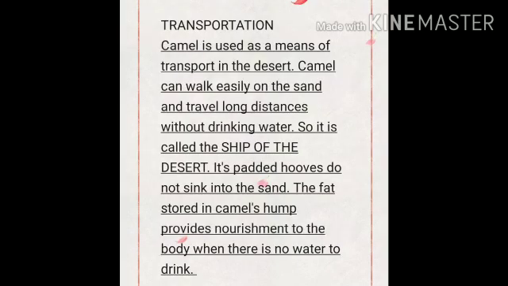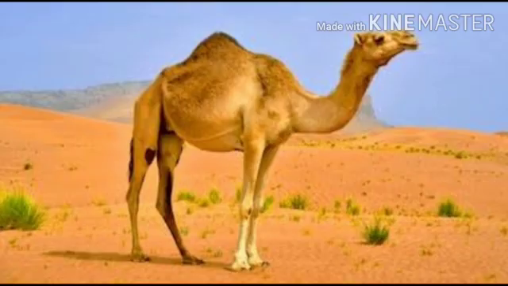The camel is the chief mode of transport in a desert. It can walk easily on the sand and travel long distances without drinking water. So it is called the ship of the desert. Children, look at this. It is the most useful animal in the desert. It has a lump of fat in its hump. The fat provides nourishment to the body when there is no water to drink. Its hair is used to make clothes and its skin is used to make tents. The vision and nose of the camel do not get affected by sandstorms, so it can walk easily on the sand and help us in transportation.